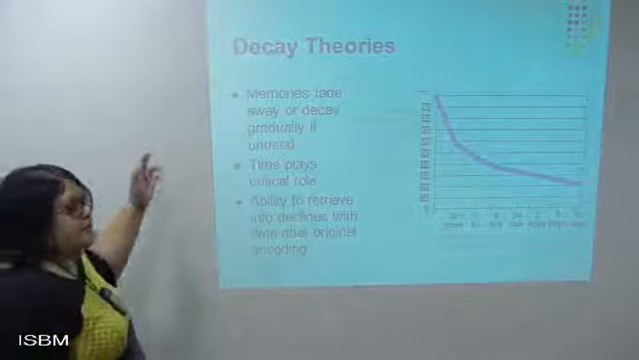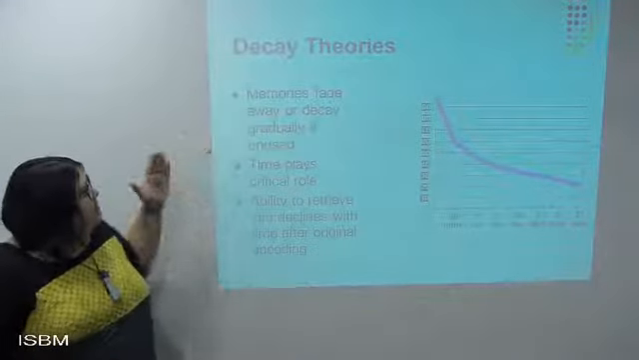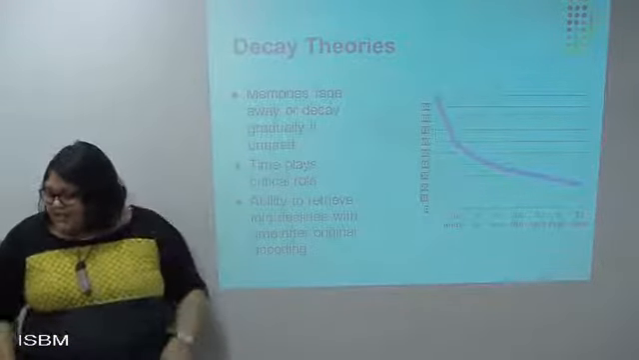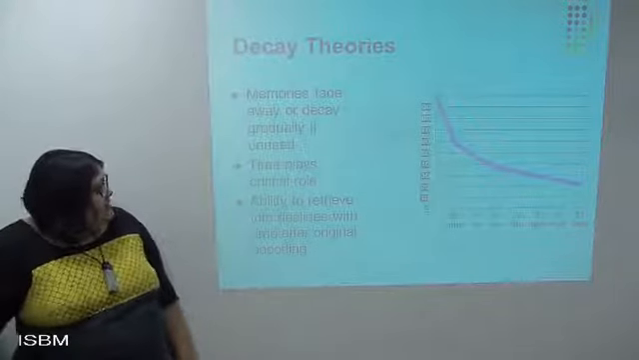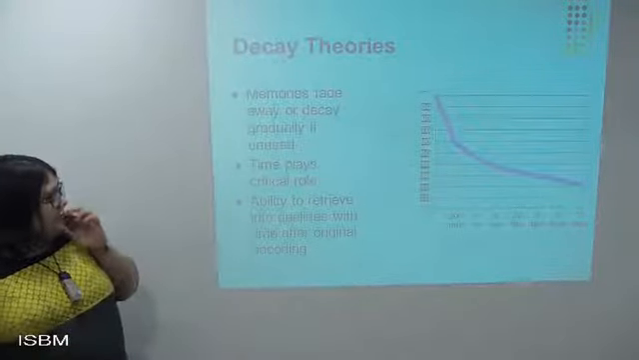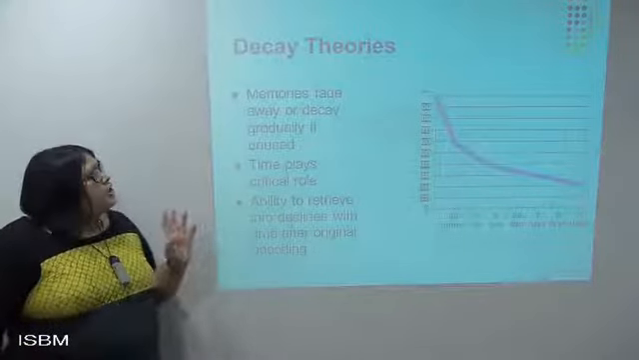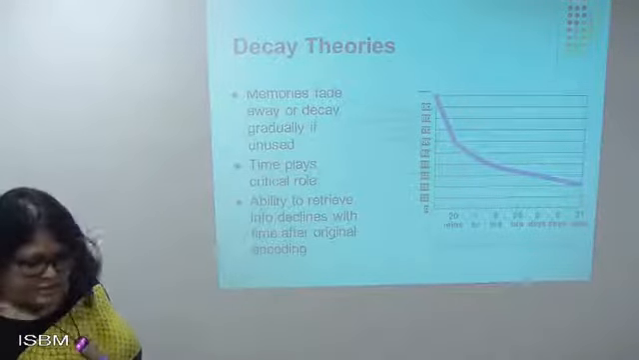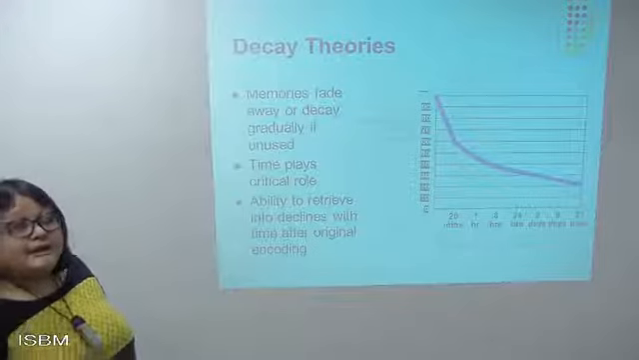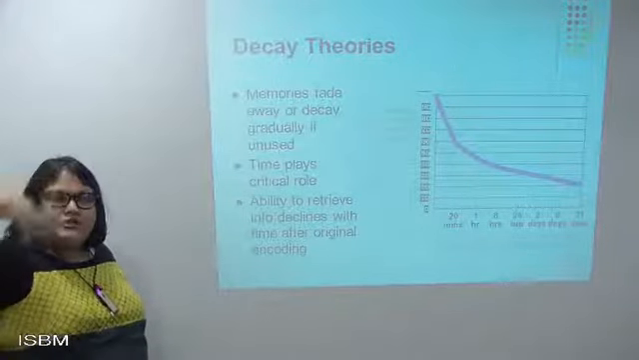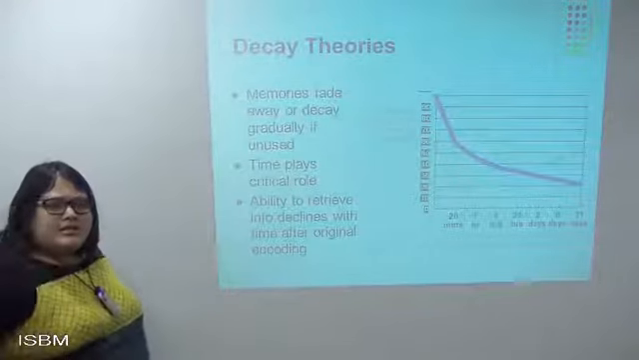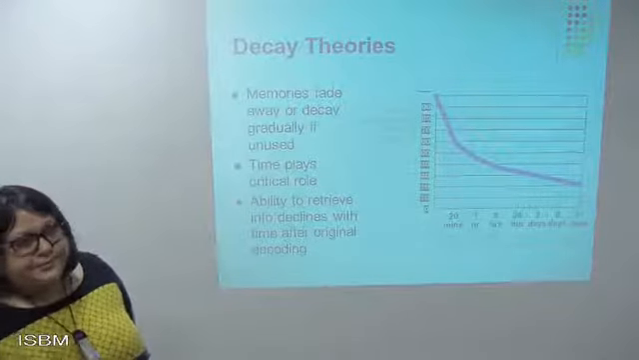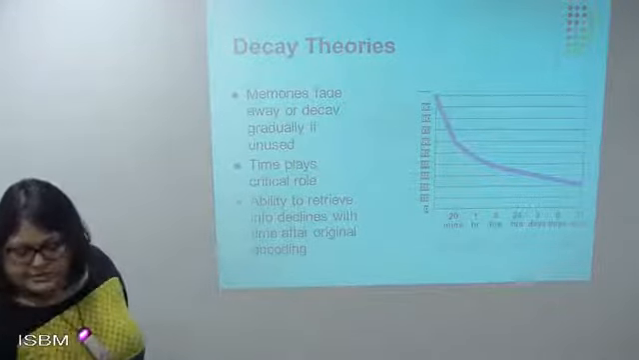Decay theories. So what is happening? Your memories are decaying. Memories fade away or decay if they are not used. Then time plays a very critical role, and retrieval declines with time after original encoding, which is what decay theories describe. That is what is happening in decay: after the process of filtration, you tend to forget things. So something which is familiar to you now may not be familiar to you after that period.